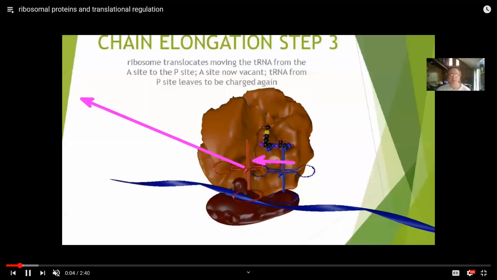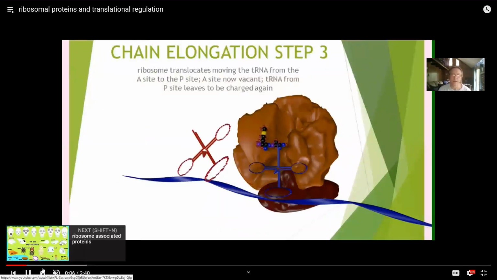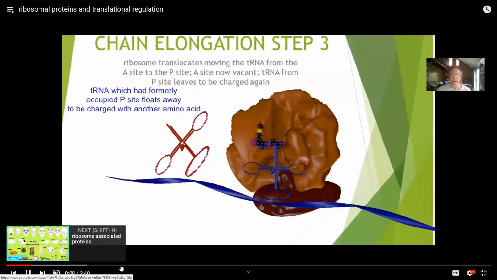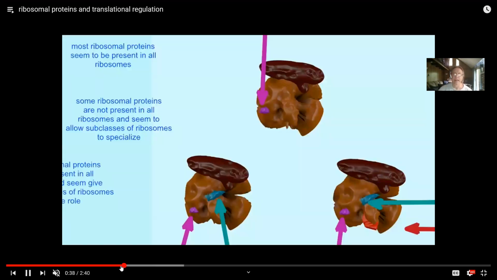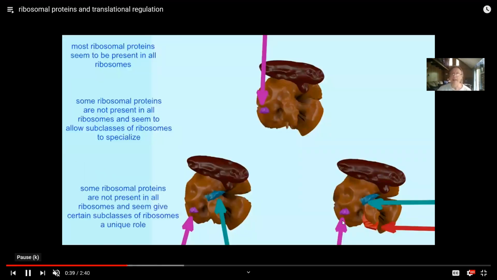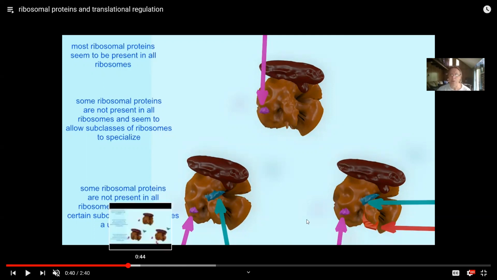So I had mentioned that there were all of these proteins which can be involved in ribosomes. But one of the fascinating things that we're learning is that they can vary, and they can have roles then in the regulation of genes. And so while most proteins seem to be present in all ribosomes, there are differences. So not all ribosomes then are equal. Some have proteins that the others don't. And thus then some ribosomes have unique roles.